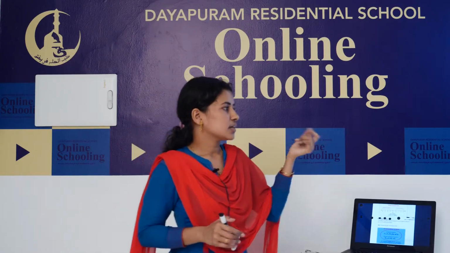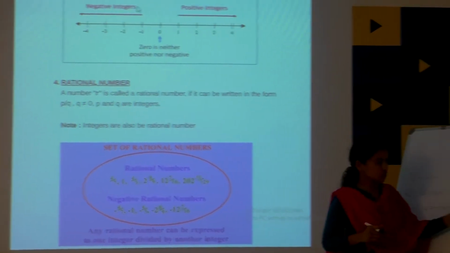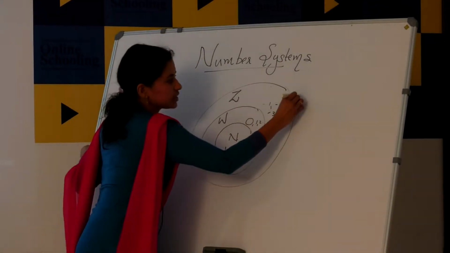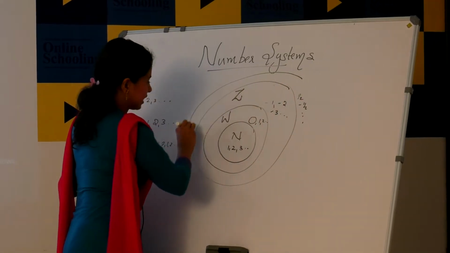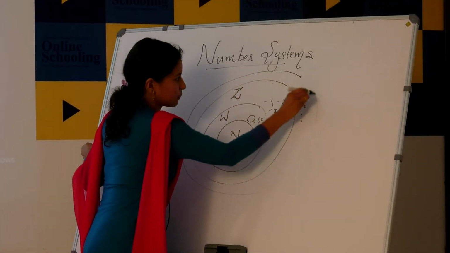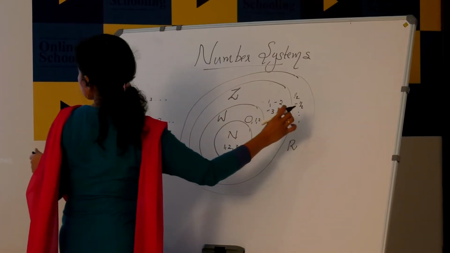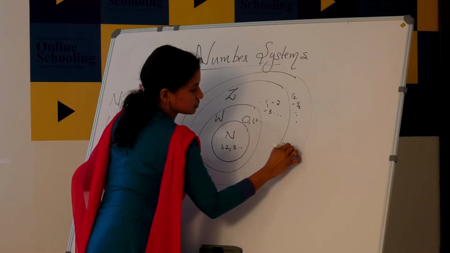And here, in this section, natural numbers, whole numbers, integers are there, and we put it as 1 by 2, minus 1 by 2, etc. And we get another set of collection, we call it rational numbers.